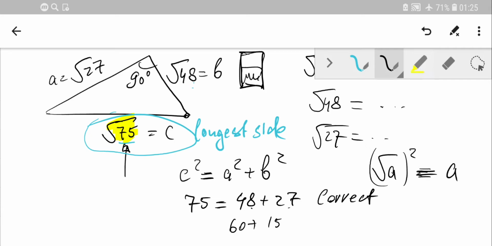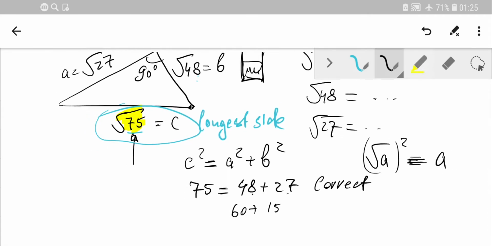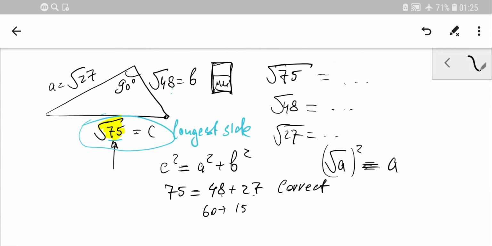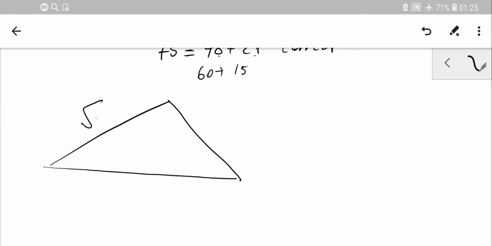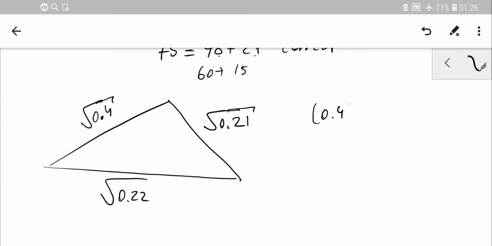But what if you have square roots of fractional numbers, where each side is less than 1? For example, let's take this triangle and see how it works. Say 0.4, 0.21, and 0.22. It works pretty much the same. You just want to test the highest value. If you have 0.4, then you take a square root.